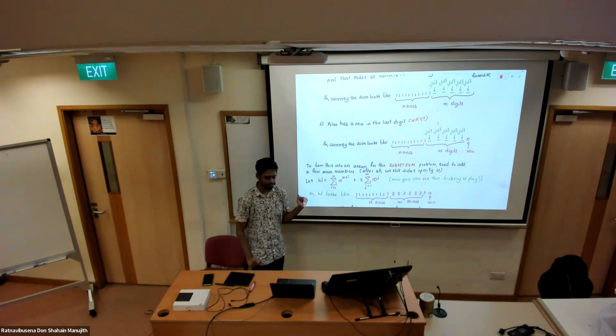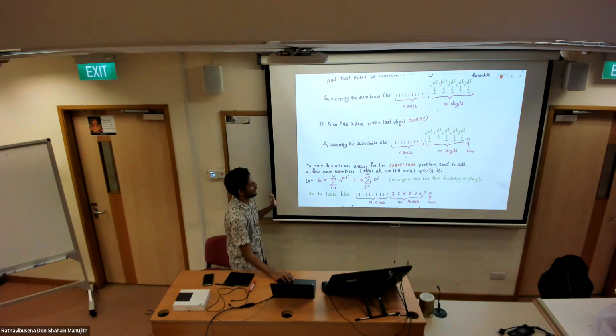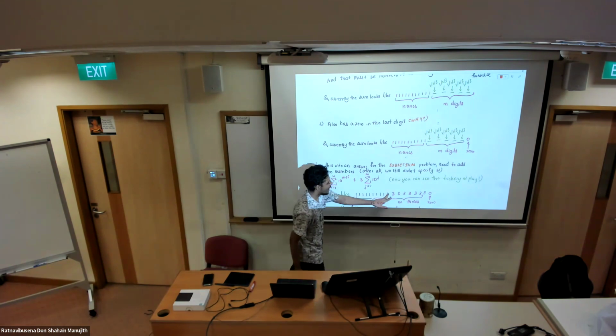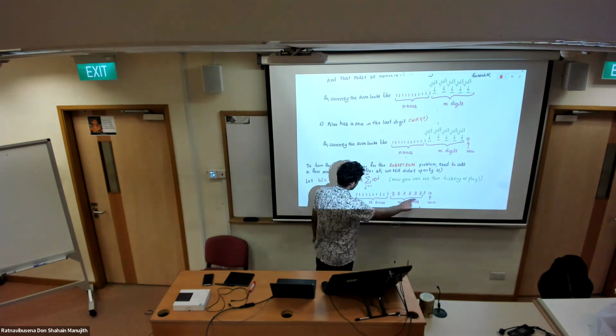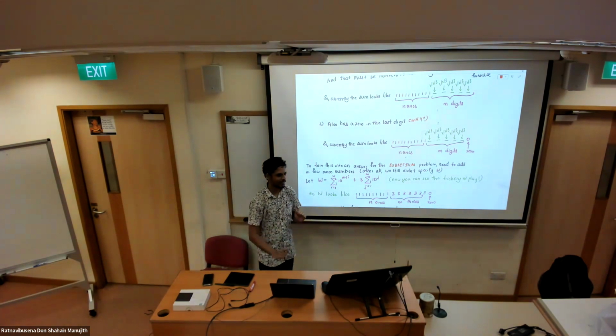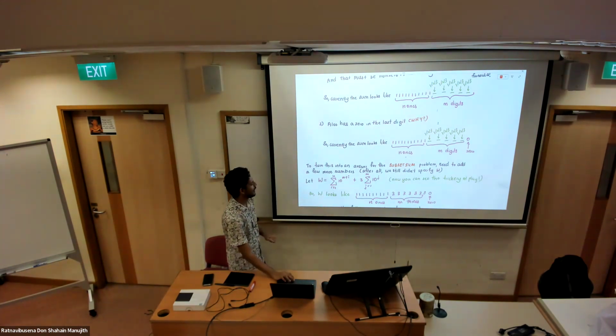Right, so you should see the trickery at play by now, what we're trying to do. We are forcing these threes. It shouldn't be that obvious, but you should see where we are going with this by defining W as follows.